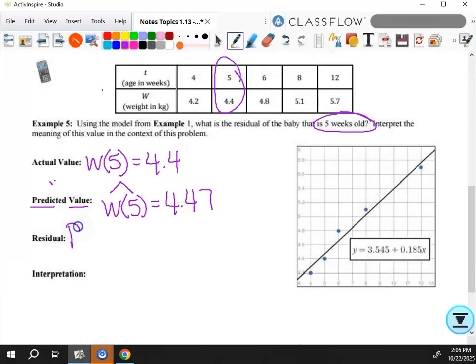Now our residual is our actual minus predicted. Wrap. Our actual value is 4.4. We subtract 4.47. Remember, Desmos also acts like a little computation calculator, if you're allowed to use it, so you don't make a ridiculous mistake when you add, subtract, multiply, and divide. And then this gives you negative 0.07. And what are our units here? kg. Because it's a baby. That is not the weight of the baby.